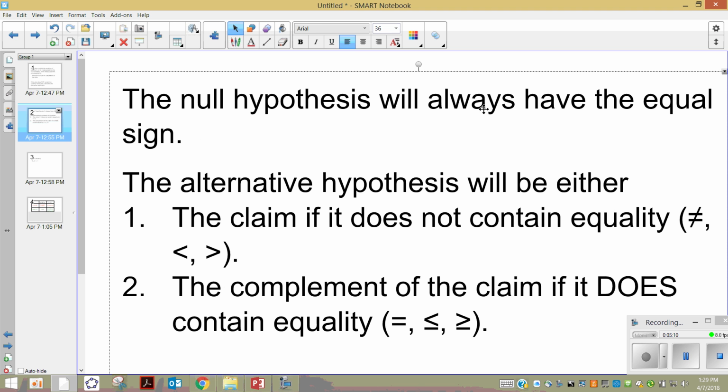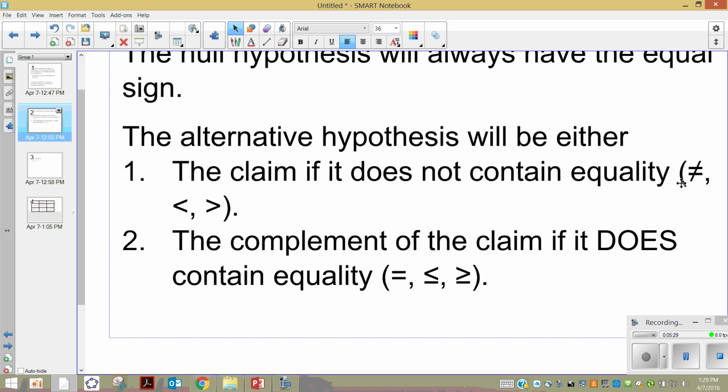The null hypothesis will always have the equal sign. That's for certain, no matter what. So then the only thing that changes is the symbol of the alternative hypothesis, meaning the only thing that will differ from example to example is the symbol of the alternative hypothesis. And it can't contain equality, so it has to be one of these options.